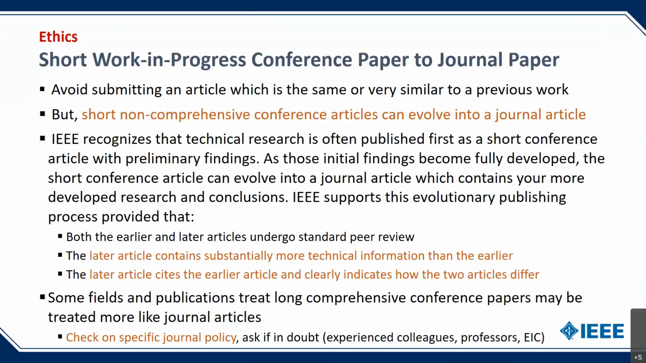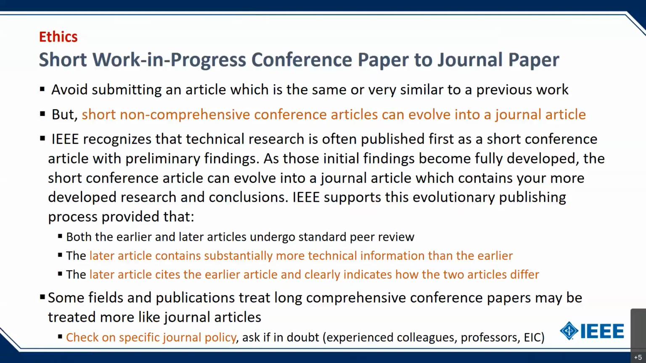A common point that arises is the issue of the relationship between conference and journal papers. If you have a short, non-comprehensive conference article, that can evolve into a full-length journal article. And this summarizes the IEEE guidelines regarding that. Obviously, the later article should contain substantially more technical content than the earlier. And the later article should cite the earlier article and clearly indicate how things differ. All right. This is usually the case when you have short articles in the conference. These are typically like 4 to 5 pages, and the journal paper is much longer, like 10 to 13, 14 pages.